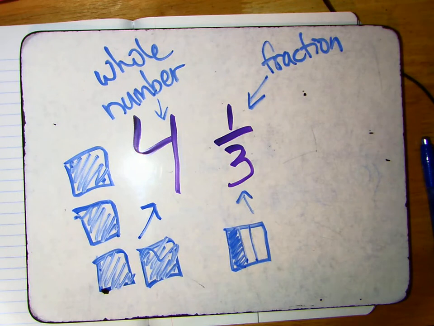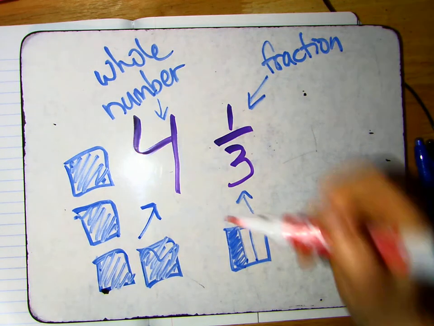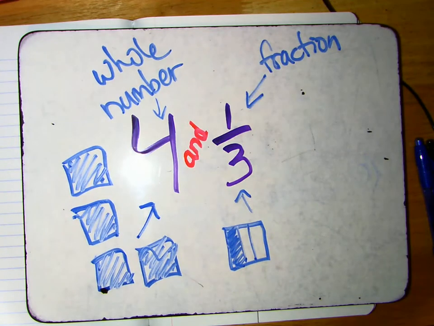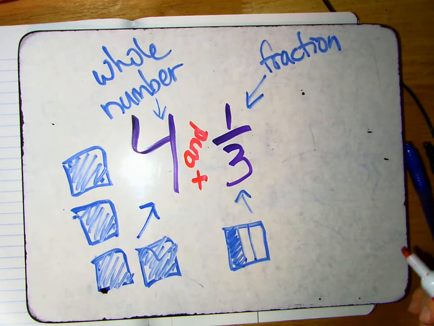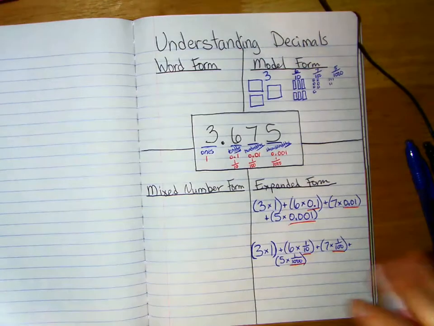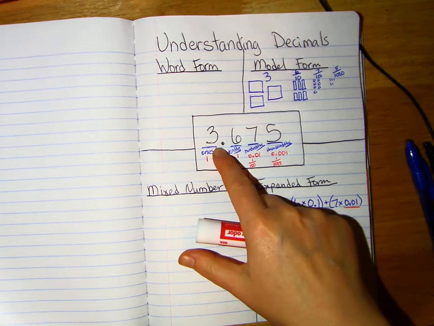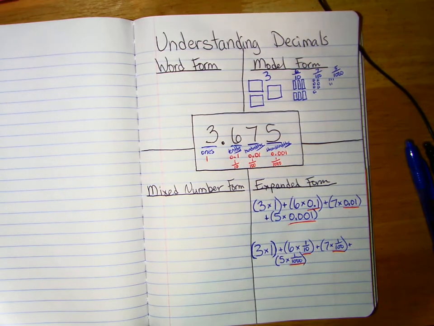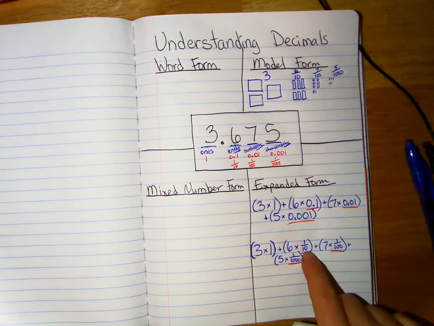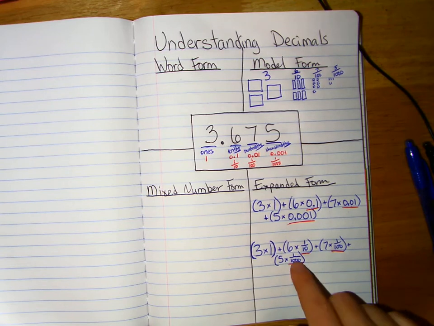And some of you might have noticed I kept saying a word. I kept saying 4 and 1/3. And when I'm writing decimals, when I say "and," that means my decimal point. In this number that we were working on, we have 3 and a decimal fraction. Remember, a decimal fraction is just a fraction that's a tenth, a hundredth, a thousandth. A decimal fraction just means that there's a power of 10 for the denominator.